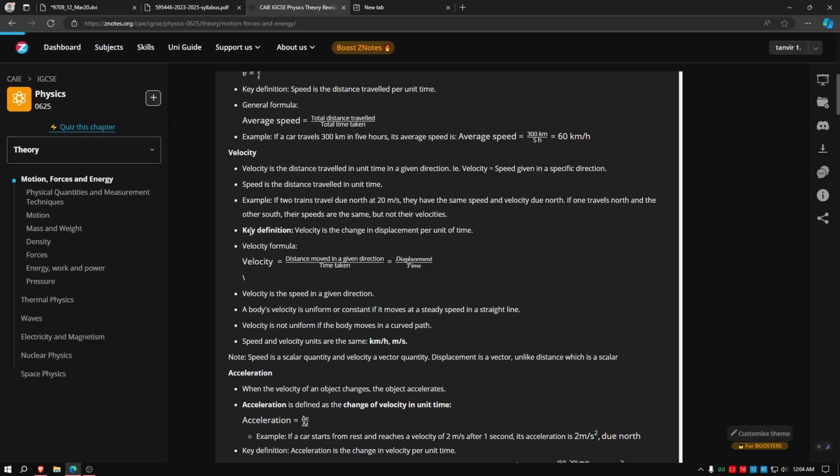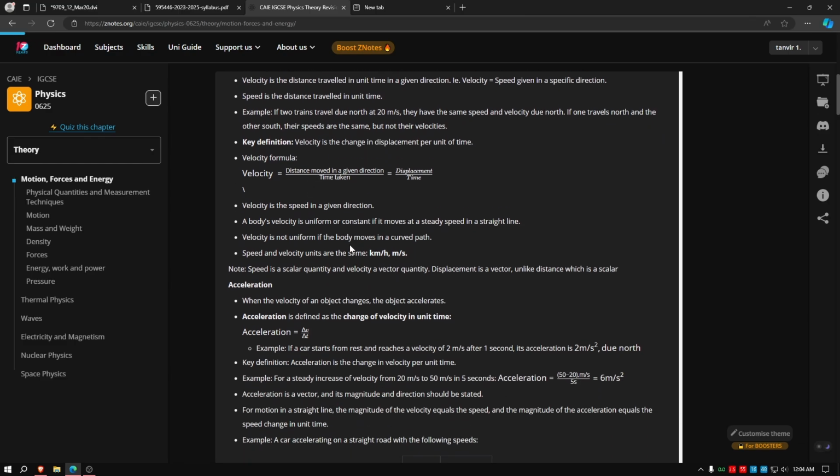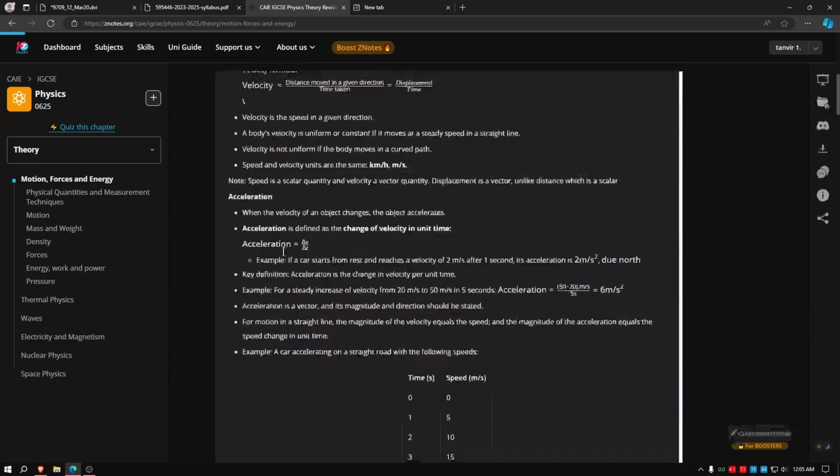So key definition: velocity is the change in displacement per unit time. So S equals d by t, as you have seen, displacement by time. Velocity is the speed in a given direction. So again, one more point. A body's velocity is uniform or constant if it moves in a steady speed in a straight line. Okay, one more point. Velocity is not uniform if a body moves in a curved path.